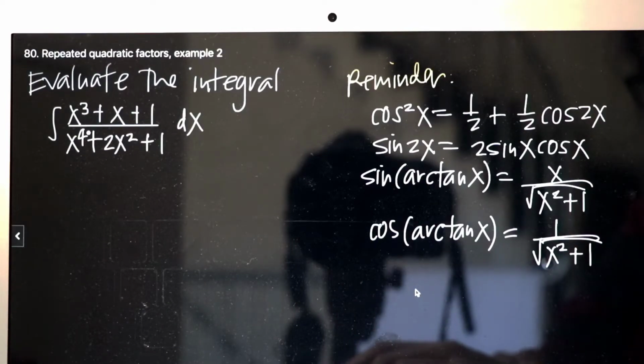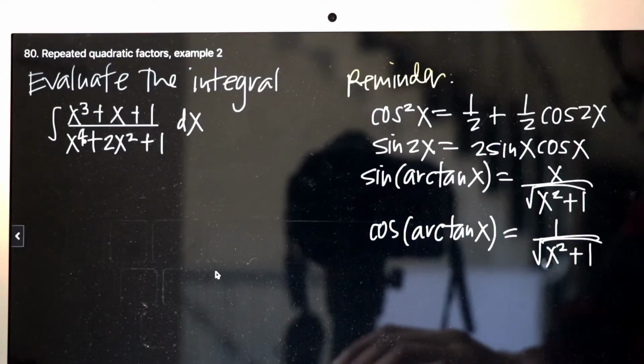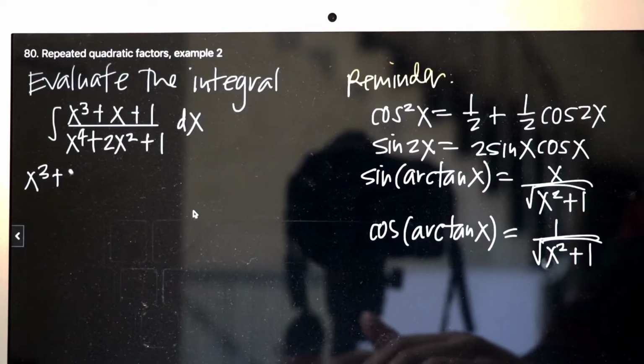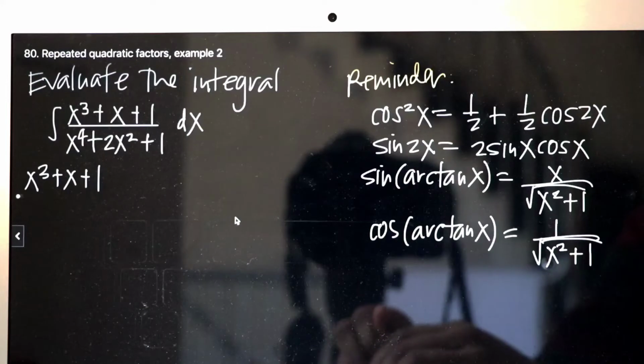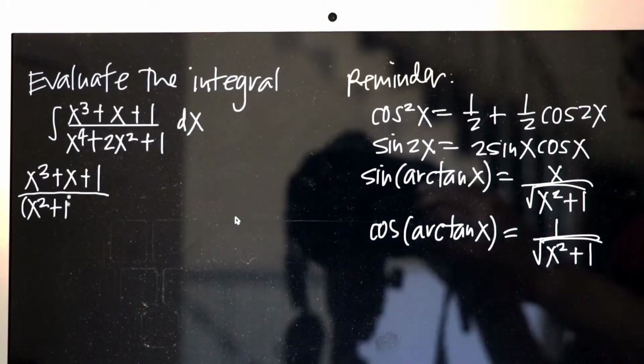If that weren't the case, if they were equal or the degree of the numerator was greater, we would need to use polynomial long division to fix that. But in this case, that's already done. So now our next step is to factor the denominator as completely as we can. So what we're going to have is x cubed plus x plus 1, and then in the denominator, we're going to have x squared plus 1 times.